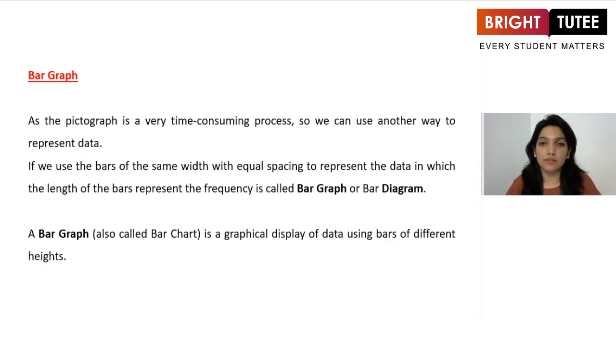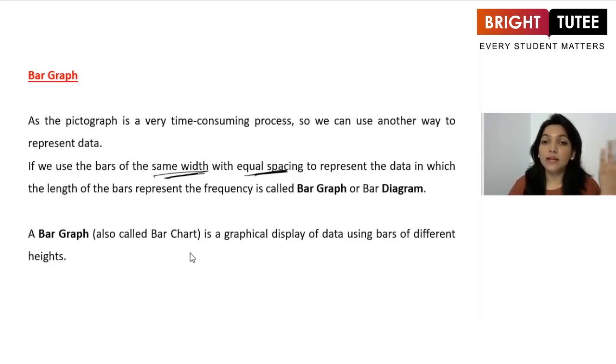It's very time consuming, and you see that there's very much inaccuracy in the pictograph when we draw using these symbols or figures, right? So if we use bars of the same width with equal spacing, this is very important to note, that the bars that you are going to use need to be of the same width and with equal spacing to represent the data, in which the length of the bars represents the frequency, it is called a bar graph or bar diagram. Okay, you will understand about this quickly, and for now just understand that we are going to use certain bars to represent our data, and the bars that we are going to draw will be of the same width and having equal spacing.